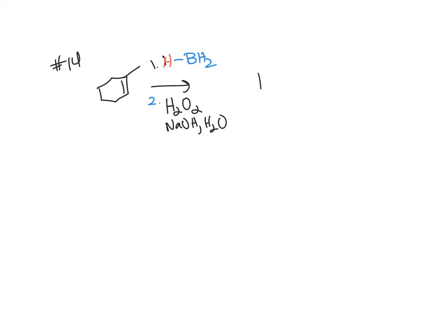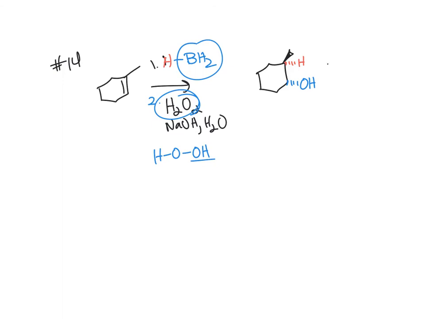And it's showing you both reactions here. So you're going to get the hydrogen adding to the less substituted carbon, and then the BH2 would add here, but then it gets replaced with the OH. So hydrogen peroxide looks like this, and it basically replaces the BH2.